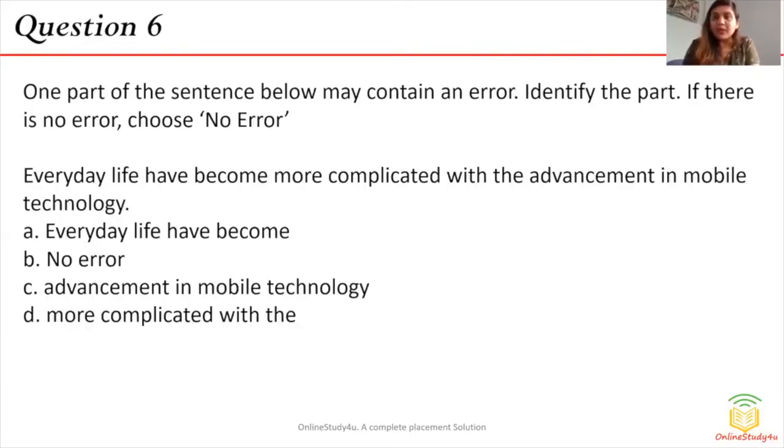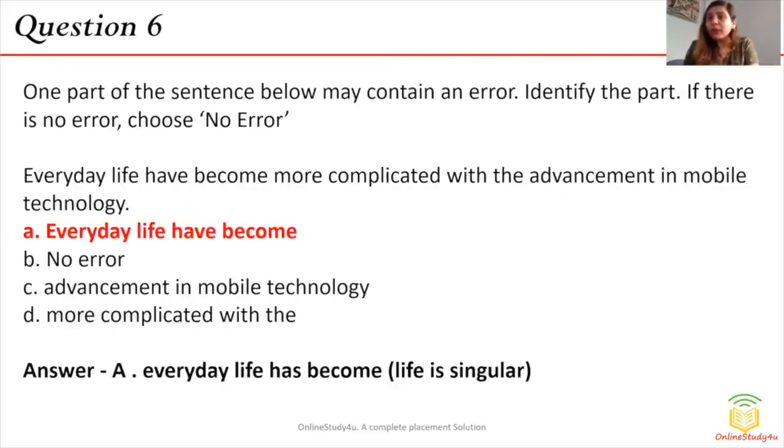Now, most of the time, like we've discussed a lot of spot the error questions, the error comes around prepositions, around tenses, and around subject verb agreement. Generally, we see questions like that. Even for this one, it is a classic example of a subject verb agreement problem, where you see everyday life. Now everyday life is singular, so according to that, we had to take a singular form of verb, which is has. Everyday life has become more complicated with the advancement in mobile technology. So we've taken have, which is a plural verb, and that is the error with this question.